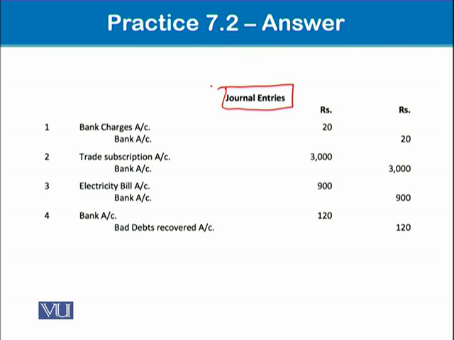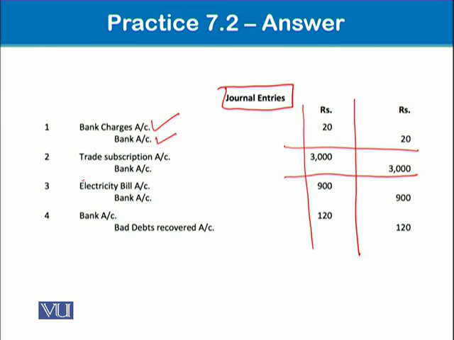So for adjusted cash book, as we know very well that it is bank column, so bank will be debited or credited in these transactions. So bank charges, debit, and bank credit for this 20. And then trade subscription means the bank payment for Chamber of Commerce subscription, debit and credit. Okay, we know very well the format. And then electricity bill, expense debit and bank credit. And then there was a bad debts recovery for which bank balance is increasing, bank debit and bad debts recovered credit.